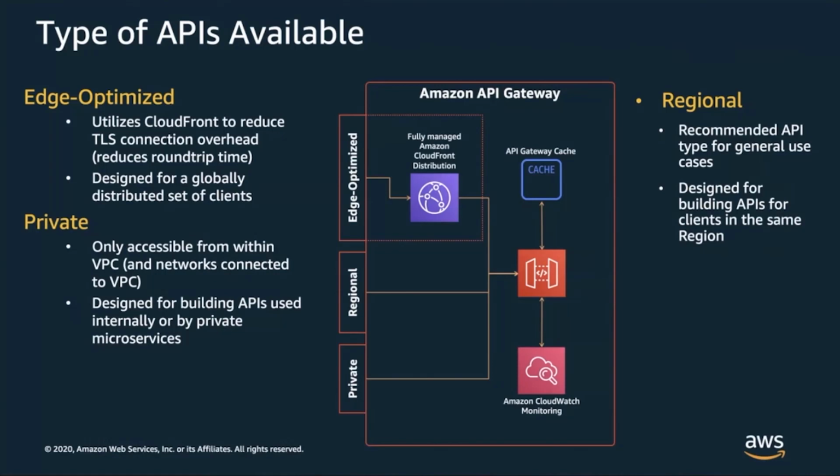And then lastly, we have a private endpoint. So this is for internal APIs for things like microservices or internal applications that would run inside of an Amazon VPC or virtual private cloud.